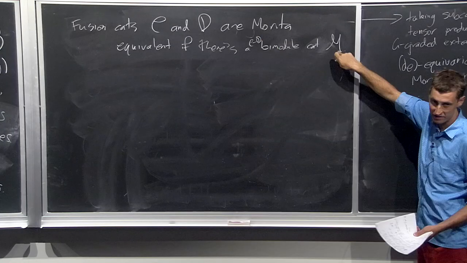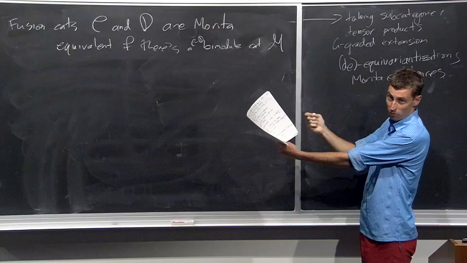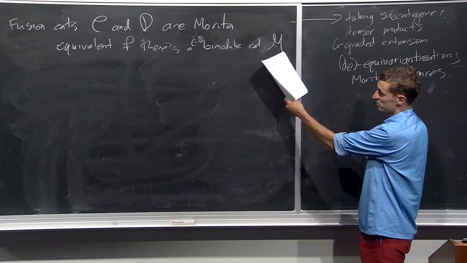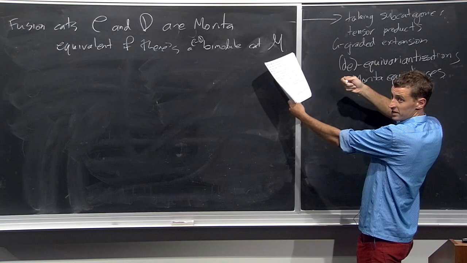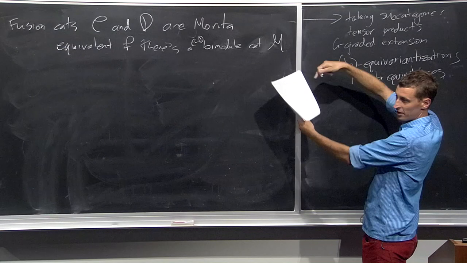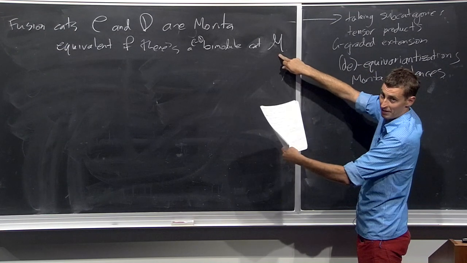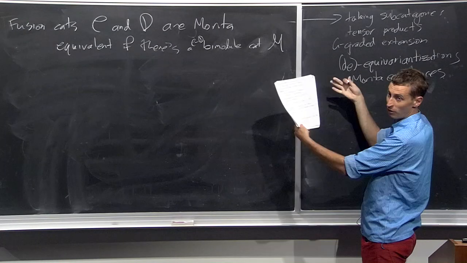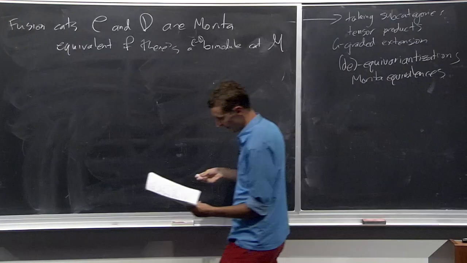So this means that we can take an object in C and tensor it with an object in M, and get another object in M. Or we can take an object in M and tensor it with an object in D and get an object in M. So it doesn't have a tensor product itself, but you can tensor on the left with C and tensor on the right with D. And similarly for morphisms as well. Okay, such that.